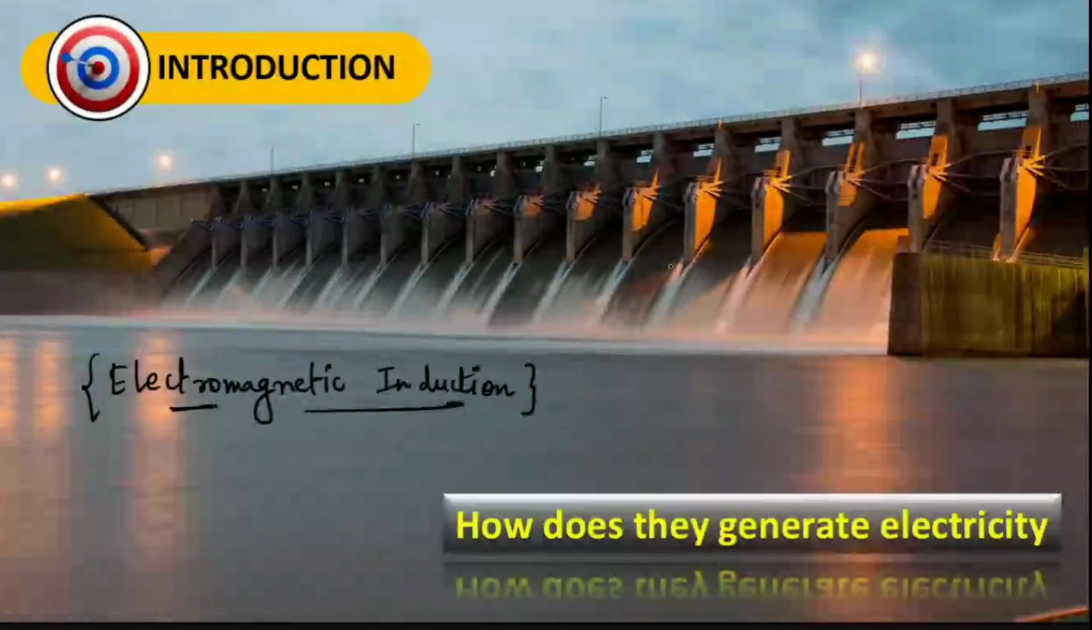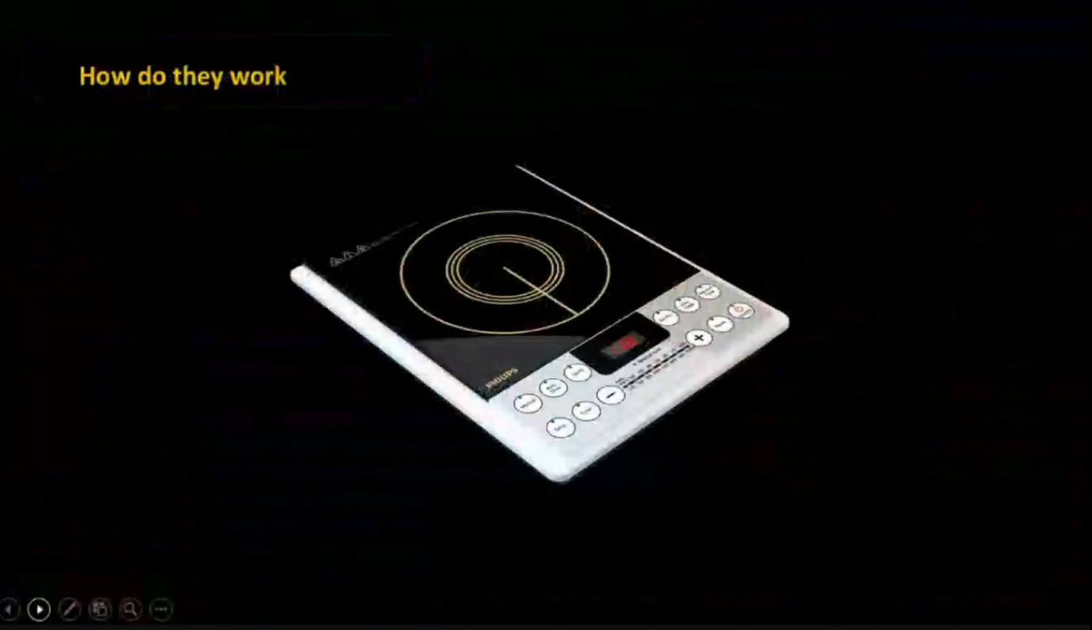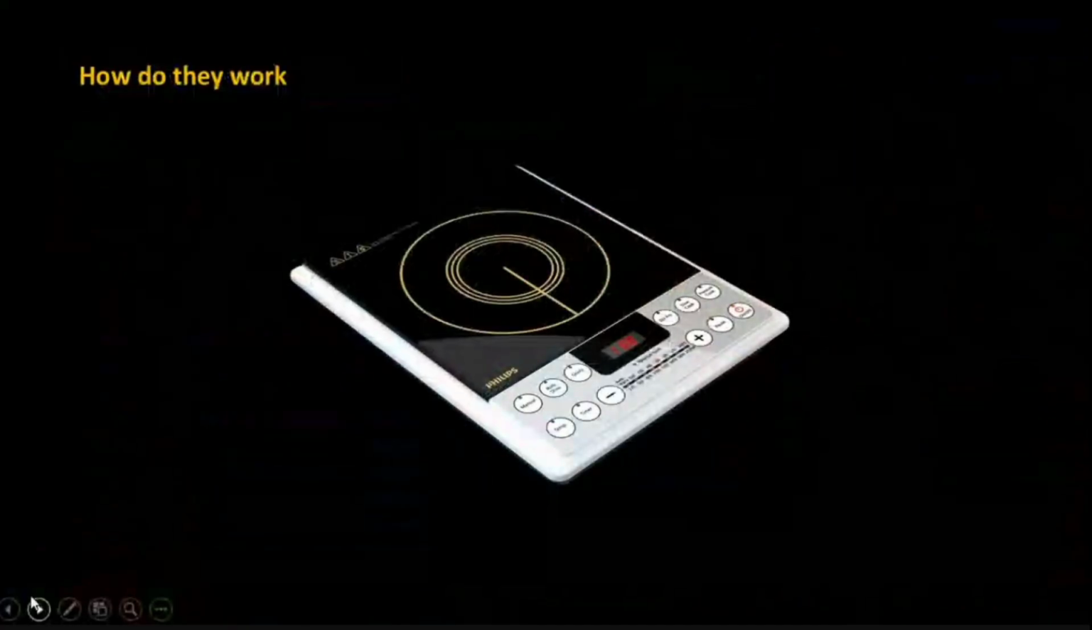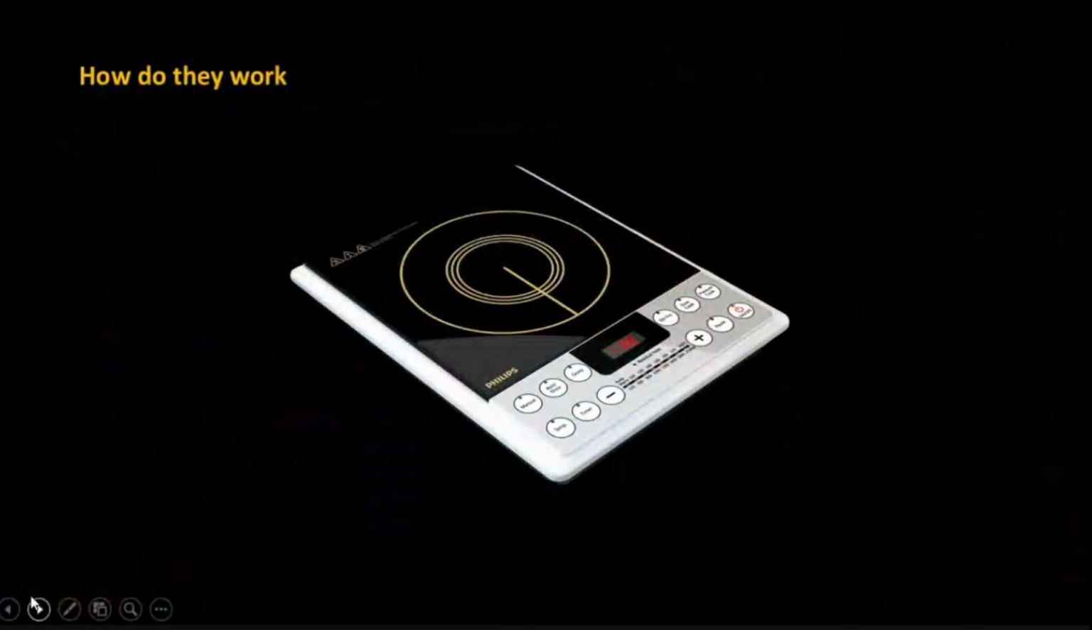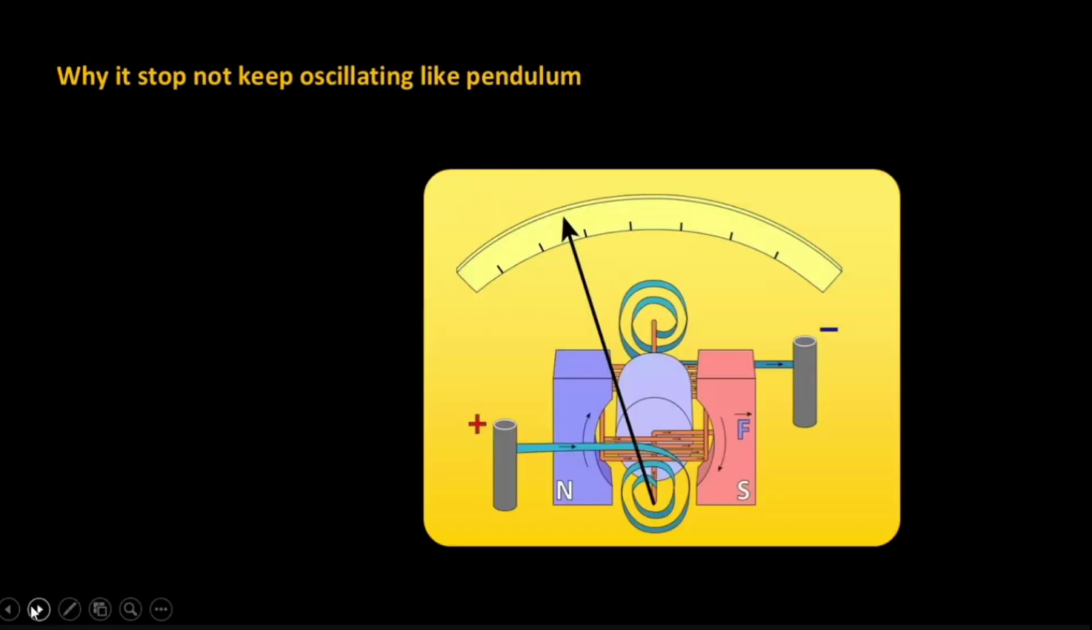First of all, this image which you can see here. So how are those dams actually able to create or generate electricity? We're going to answer that. Similarly, we are going to talk about how these induction cookers work, how they're able to convert electricity into heat, to be precise. Then we'll be talking about this instrument.